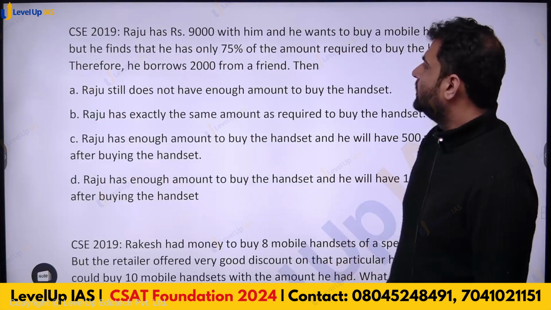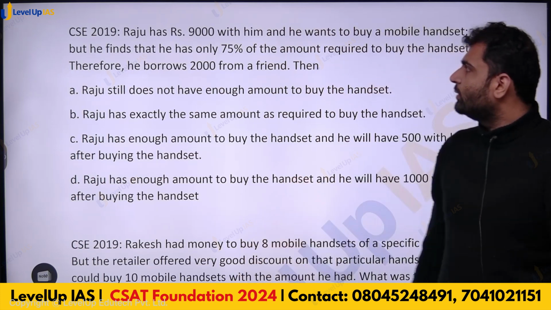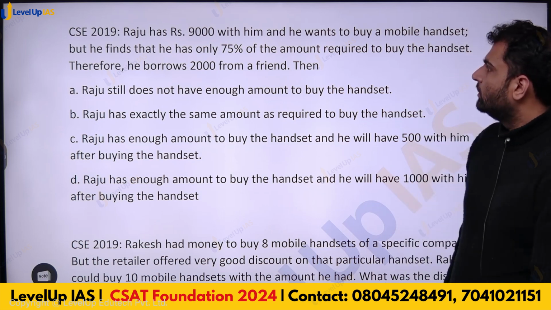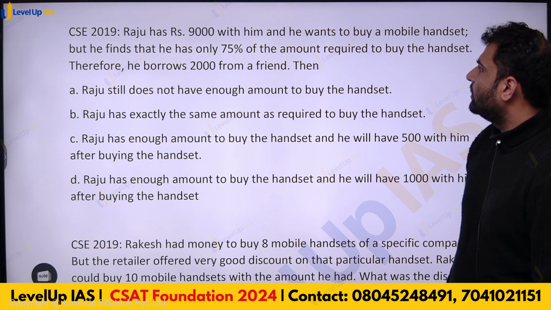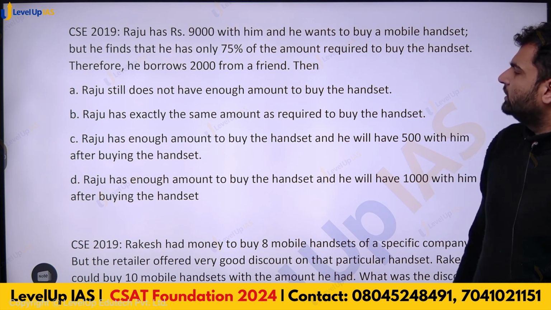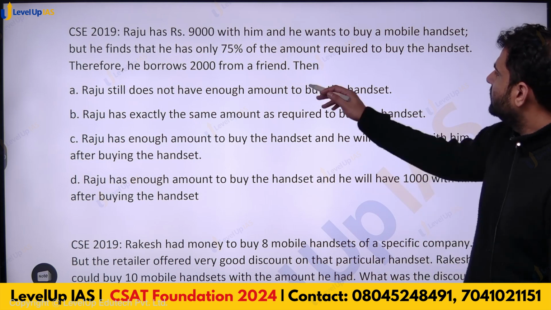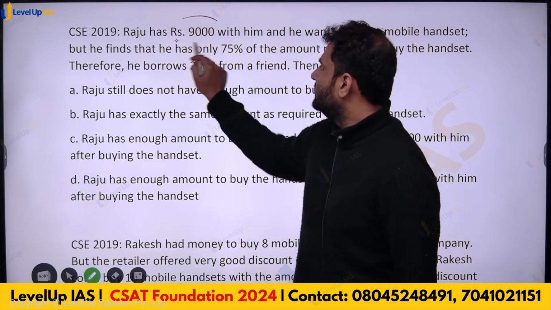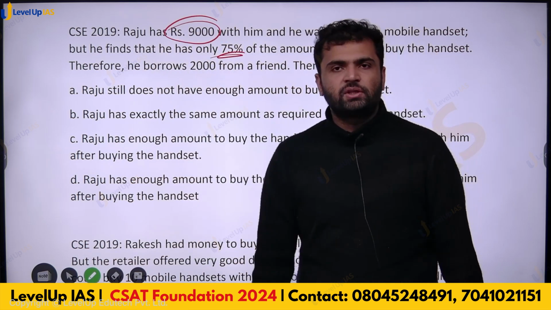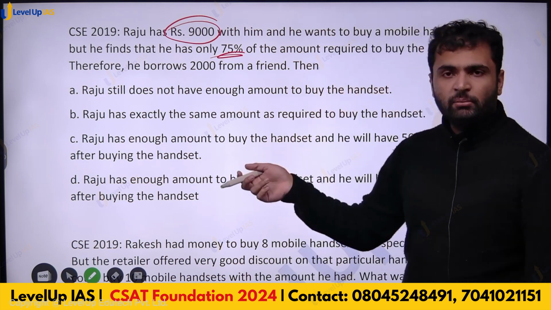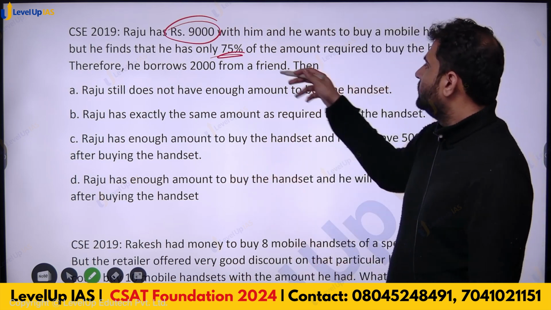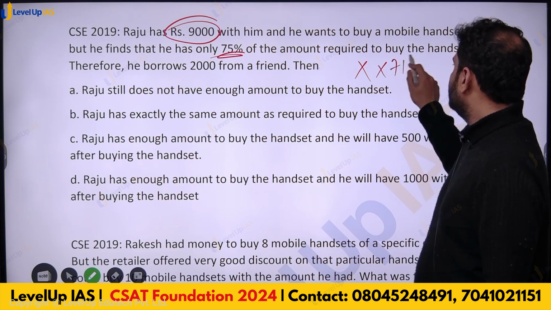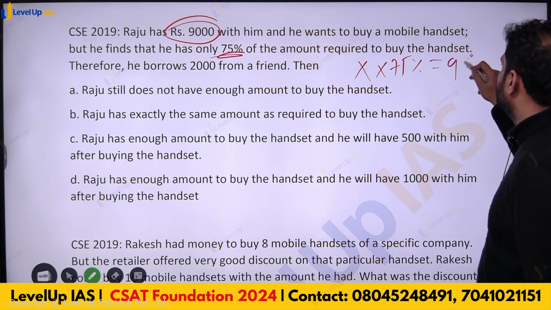Next, CSE 2019 question is, Raju has 9,000 rupees with him and he wants to buy a mobile handset. Okay, but he finds that he has only 75% of the amount required to buy the handset. Therefore, he borrows 2,000 from a friend, and then what is the resulting situation? He has 9,000, but that amount is only 75%. So whatever the required amount is, let us say it is x, and 75% of that is available with Raju, which is given as 9,000.